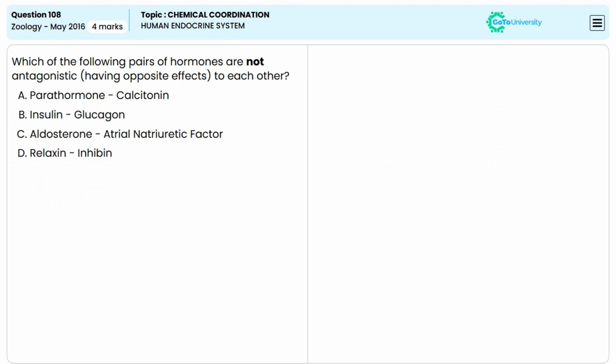Which of the following pairs of hormones are not antagonistic to each other? That means having opposite effects. Let's look into the options one by one.